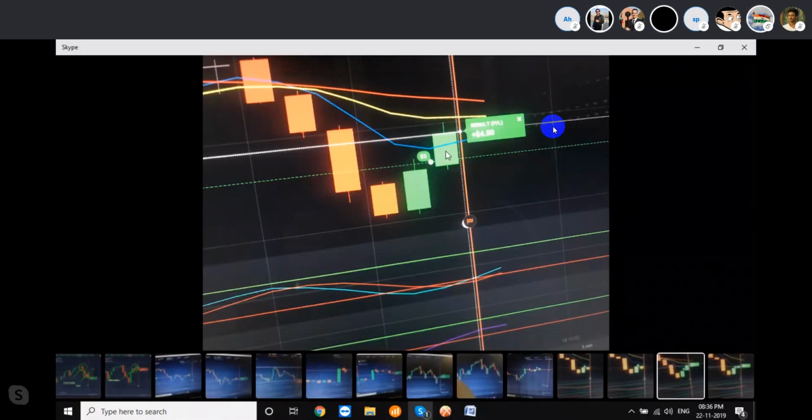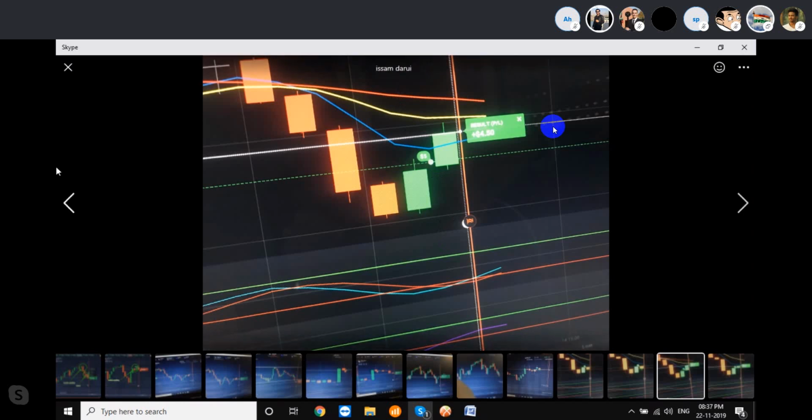Sir, is it a perfect example of a kicker? Yes, exactly, it's perfect. That's the reason I was thinking to show you this chart. So exactly, this is the perfect example to place your trade for buy.